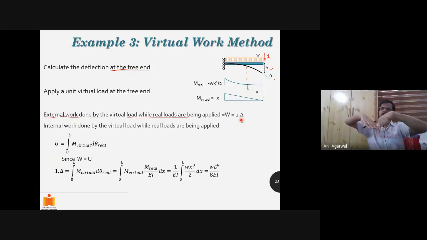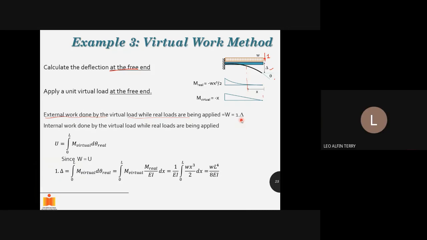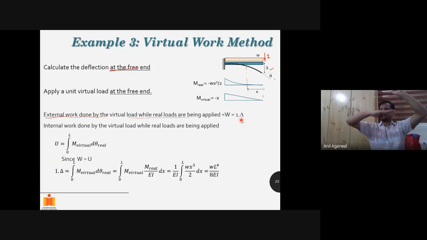That movement is not really being caused by the virtual load, because it had caused some small movement before, but that is not what we are counting. So the beam was straight. Can you see my hands? My arm? Yes, sir. So this was the straight beam first.